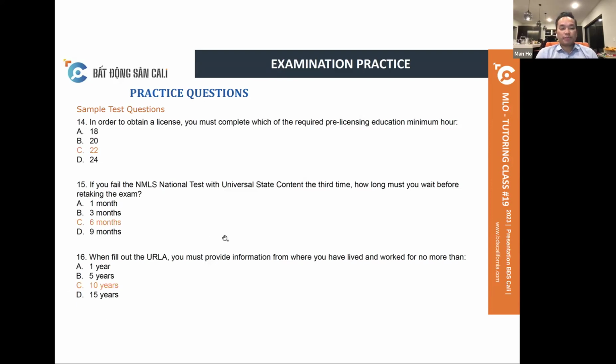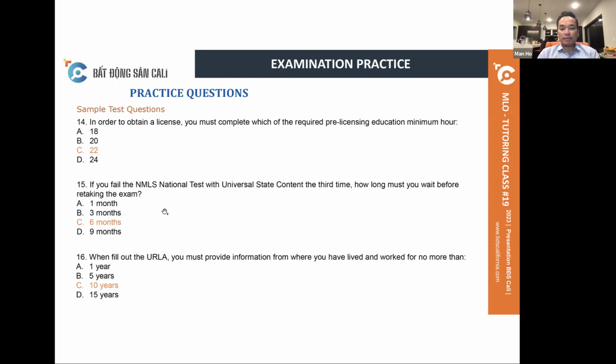Okay, so your answer for number 14: you need to complete a required pre-licensing education minimum of 22 hours. Why is it 22? Because some states require up to 4 more hours, and here it doesn't say which state it is. I would think this answer should be 20. In order to obtain a license, you must complete which required pre-licensing education minimum hour? I would think this is 20 hours instead of 22, because at least for California, it's 20 hours, unless this is considered a different state. But if you're taking a California test, pick 20 hours.